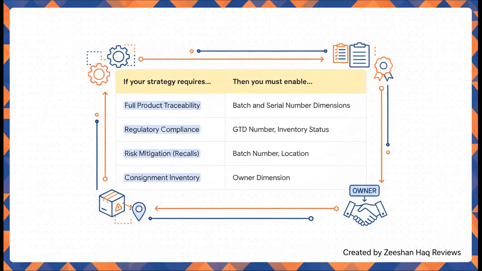And this is exactly where that strategy meets the setup. It's a simple if-then game. If your business absolutely needs full product traceability for recalls, then you must enable batch and serial dimensions from day one, no question. If you handle consignment stock, that owner dimension is completely non-negotiable. You see? The technical setting is what directly enables the business capability.